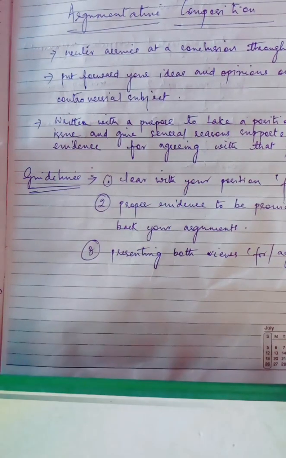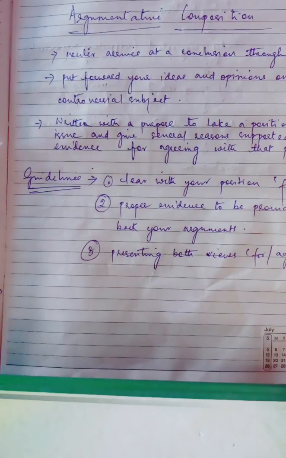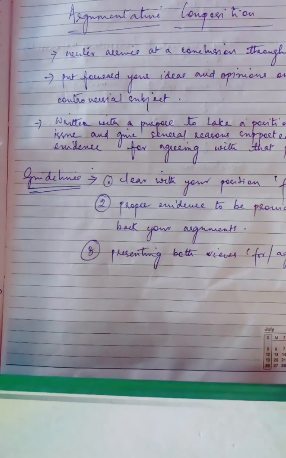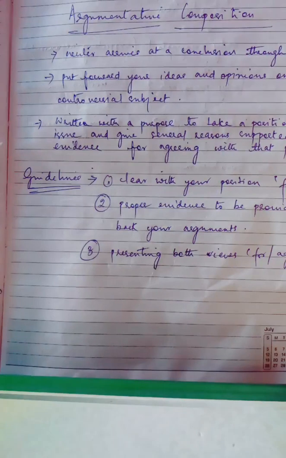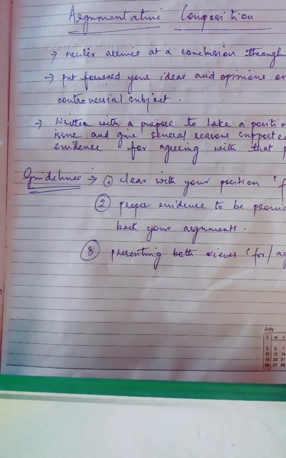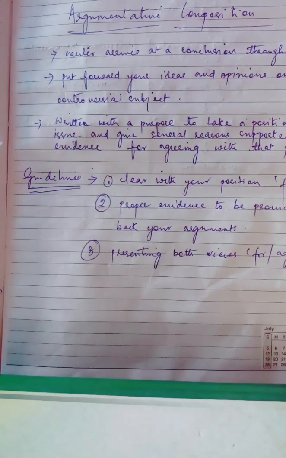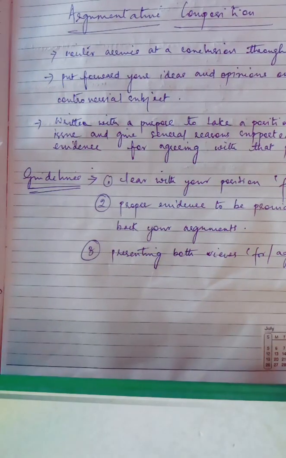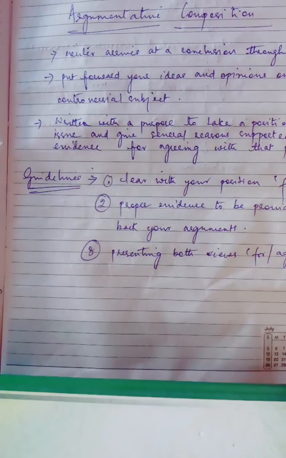So what is argumentative composition basically? It is where you put forward your ideas and opinions on a controversial topic or a subject that you get, right? You kind of argue and you arrive at a conclusion through reasoning. So whatever topic or subject you get, it is written with a purpose, and you take a position on an issue and you give several reasons to support the argument so that the reader agrees with that position, right? You're giving ideas and opinions, you're actually taking a stand, and you make the reader agree with that stand by giving evidences and examples.